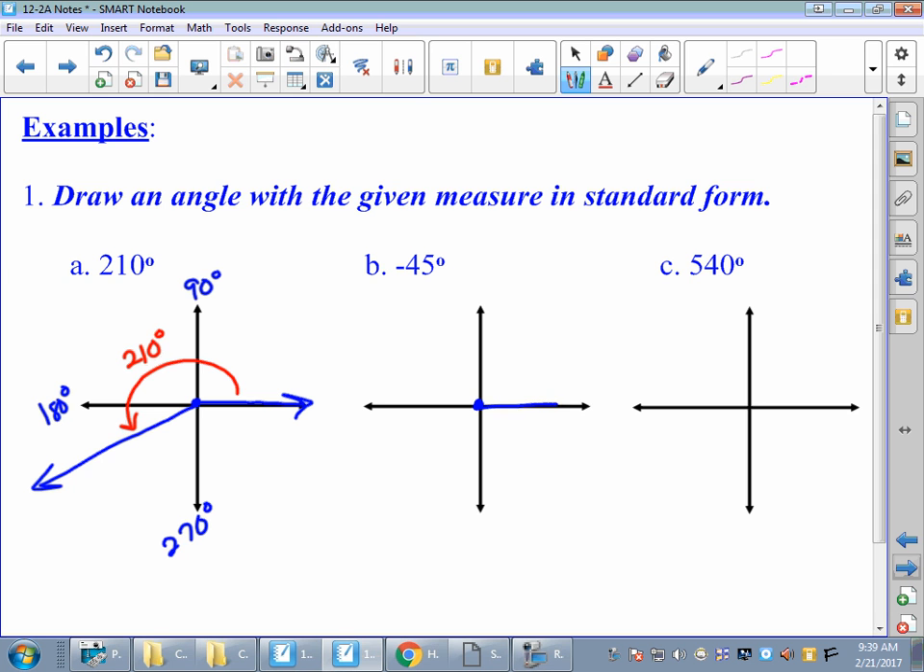For a negative 45 degrees, I've got to go clockwise. So I'm going to start with my initial side. Here's negative 90 degrees. And so a negative 45 would be right smack in the middle of quadrant 4. To make it a negative 45 degrees, I'm going to show my directional arrow and my label.